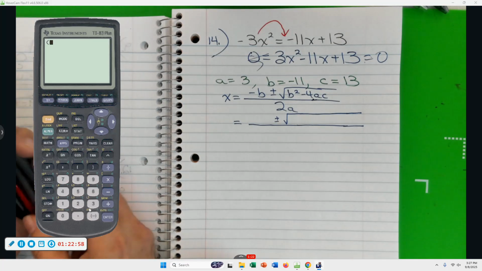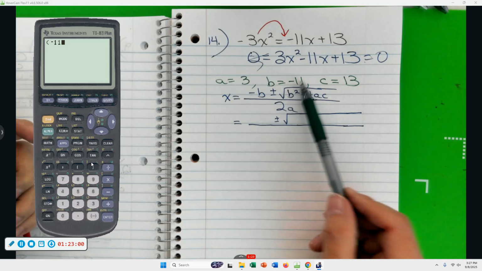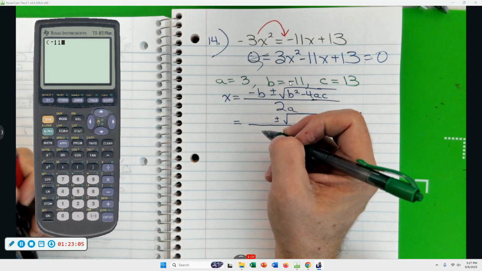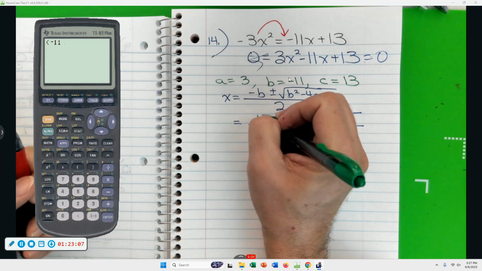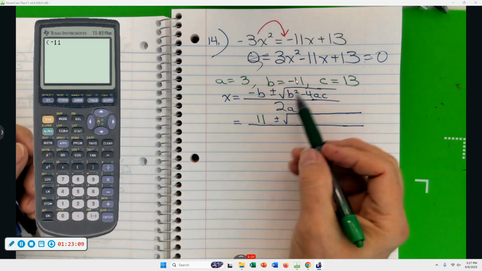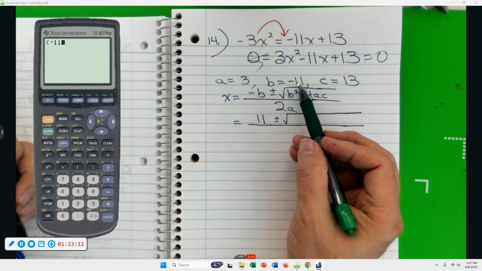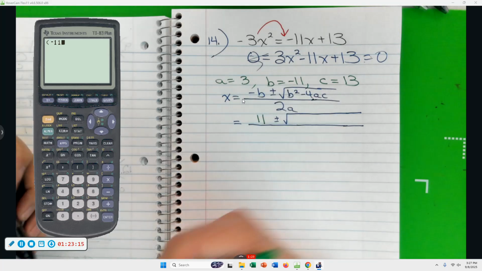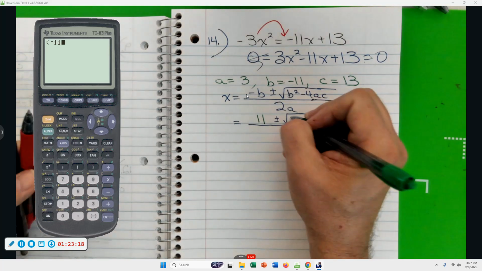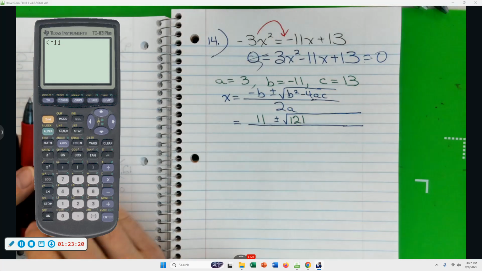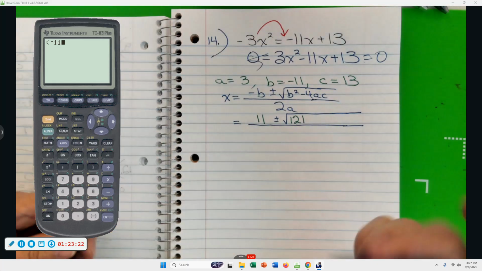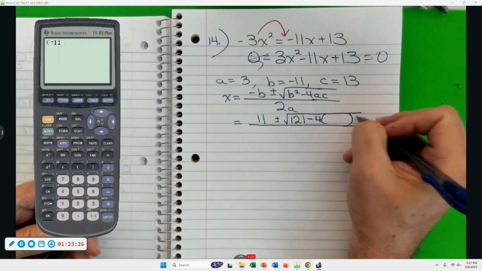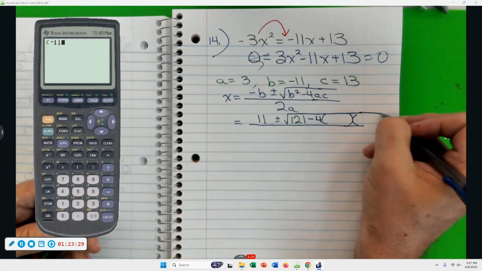The opposite of b. Negative 11 becomes a positive 11. b squared, negative 11 squared. Negative times negative is positive. 11 times 11 is 121, minus 4 times a times c.